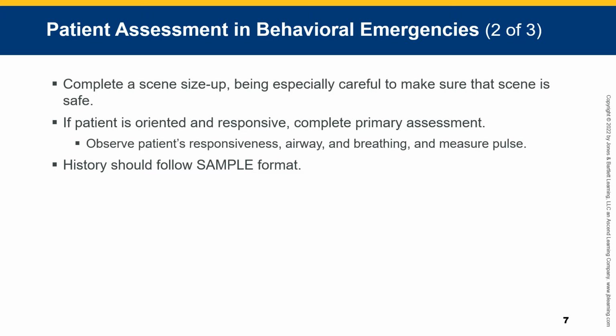Complete a scene size up, being especially careful to ensure that a scene is safe for you and your crew or teammate first, and for the patient. If a patient is oriented and responsive, complete the primary assessment by observing the patient's responsiveness, airway, breathing, and measuring their pulse. The history should follow the SAMPLE format, which we've reviewed in earlier chapters. Do not neglect to ask about medical problems. It is very important not to overlook this part of the examination.